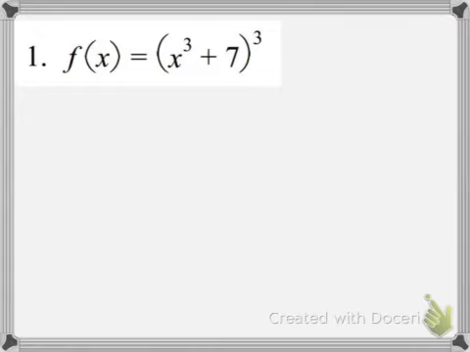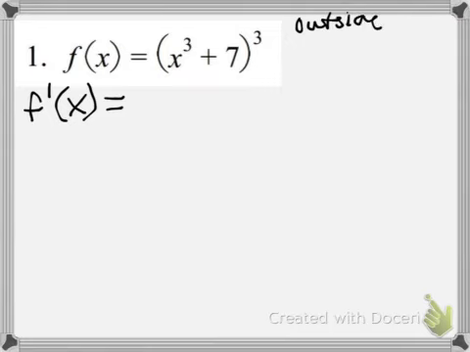Number 1, I want you to differentiate f of x equals x cubed plus 7 quantity cubed. So f prime, or the derivative of f, I'm going to identify my outside function. My outside function is the power of 3. And my inside function is the x cubed plus 7.